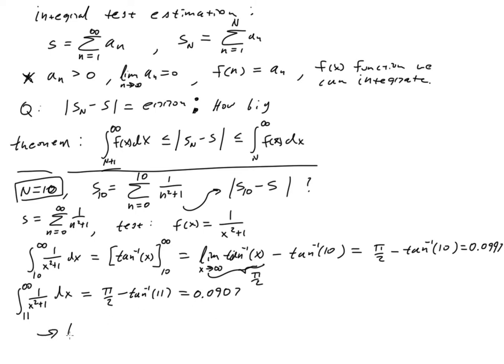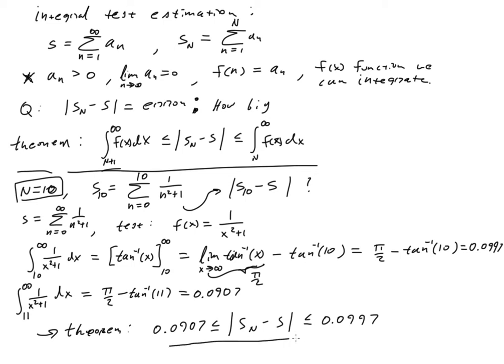So we can use the theorem to say that 0.0907 is the lower bound for the error. And the upper bound is 0.09, oops, I made a mistake here. My bad. I got my bounds turned around here. That is 0.0907. This is 0.0997. All right, so that's our bounds for our error.